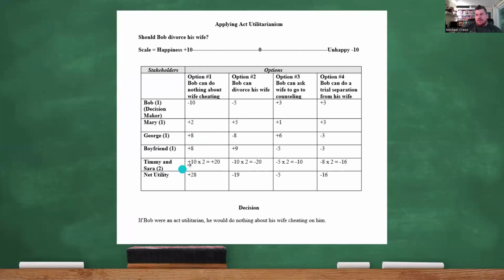Now, Timmy and Sarah, this is where I said, remember, act as if, what's the implication of it? So if Mary's cheating on Bob, and Bob doesn't do anything, these kids don't know anything, and if life was great before, life is still great today. You see, so that's why I gave them a 10.